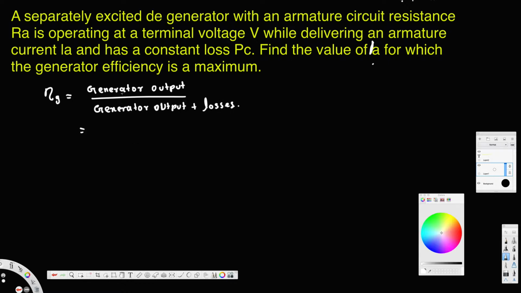Okay, generator output is V times I, because that's the power, P is equal to VI, and the generator output plus losses is VI plus IA square RA plus brush loss plus PC.